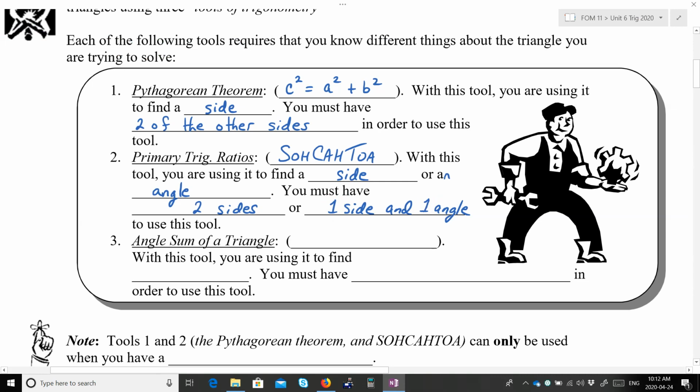And finally, number 3 is the angle sum of triangle tool. In any triangle, guys, the 3 angles add to 180 degrees. So angle 1 plus angle 2 plus angle 3 equals 180 degrees. Okay, with this tool, you are using it to find an angle. You must have 2 of the 3 angles in order to use this tool.